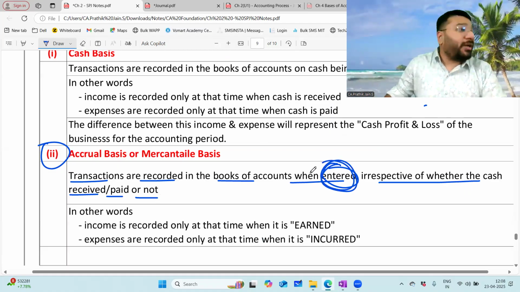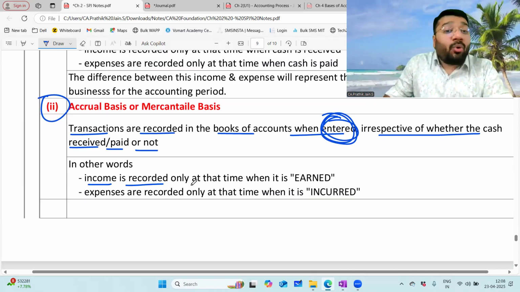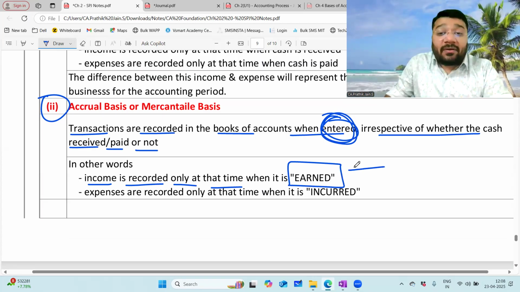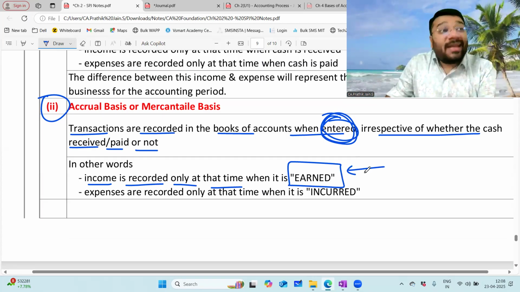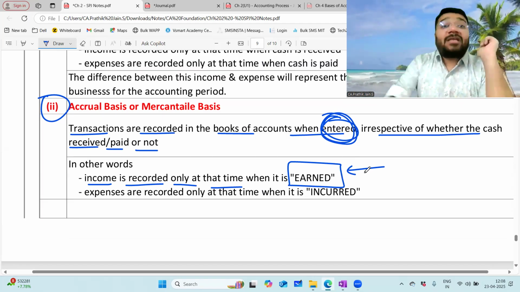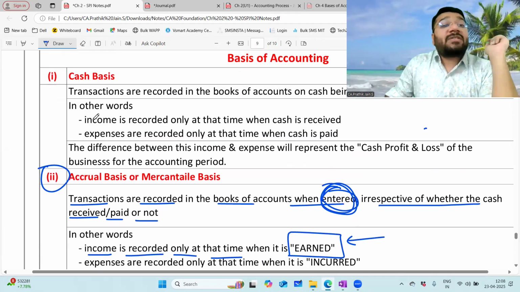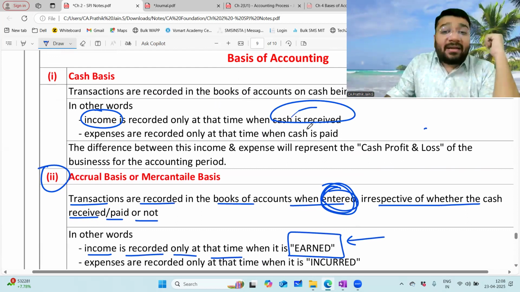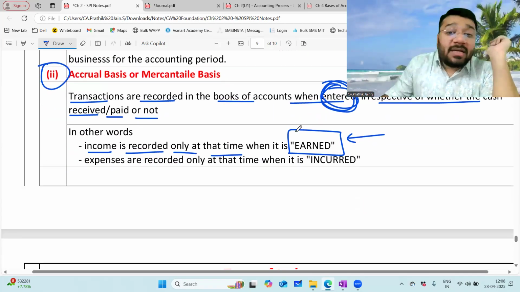Now, what is the meaning of entered? You have to understand. In other words, income is recorded only at that time when it is earned. So, what is the criteria for recording income on accrual basis? Earning is the criteria. If I earn the income, I can record. In cash basis of accounting, what is the criteria? The criteria is that money should be received. So there, it is the receiving criteria. Here, it is the earning criteria.